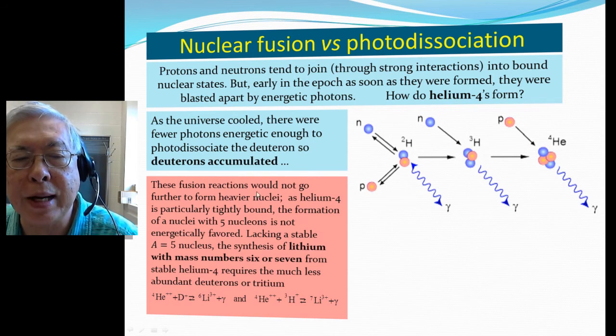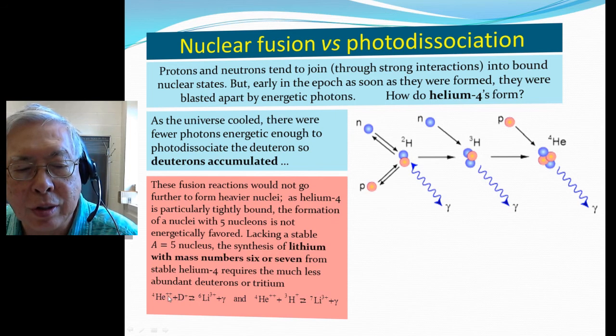And these fusion reactions will not go further to form heavier nuclei, as helium-4 is a particularly tightly bound state, and the formation of nuclei with 5 nucleons is not energetically favored. For the lack of a stable mass 5 nucleus, the synthesis of lithium with mass number 6, 7 from stable helium requires a much less abundant deuterium.